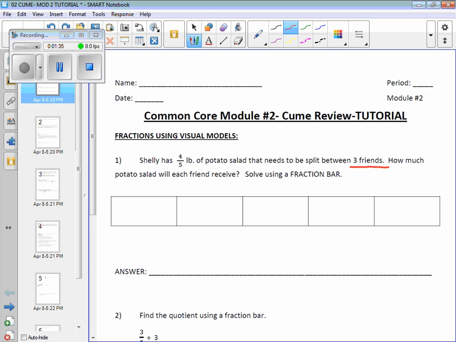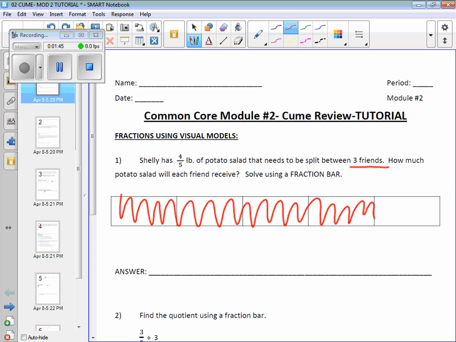We have a fraction bar showing here all 5 segments, of which we're going to shade lightly 4 out of 5. Like that. That model is now showing my potato salad, 4/5. I'm going to split that up between 3 friends. Now on yours, you have 3/4, so you've got to make a fraction bar that's four segments long, and you're going to shade 3 out of 4. I have to take my 4/5 and divvy it up between 3 friends.